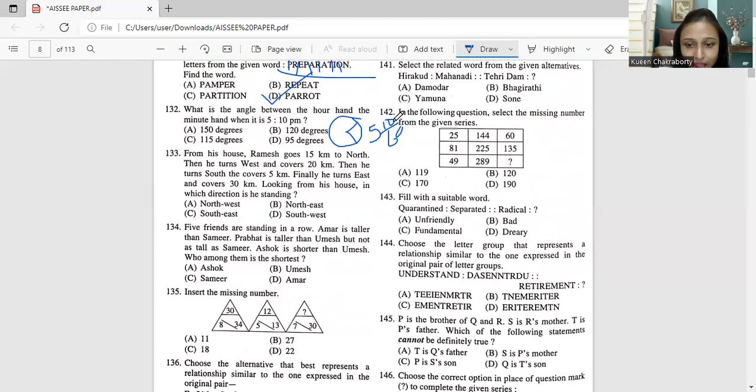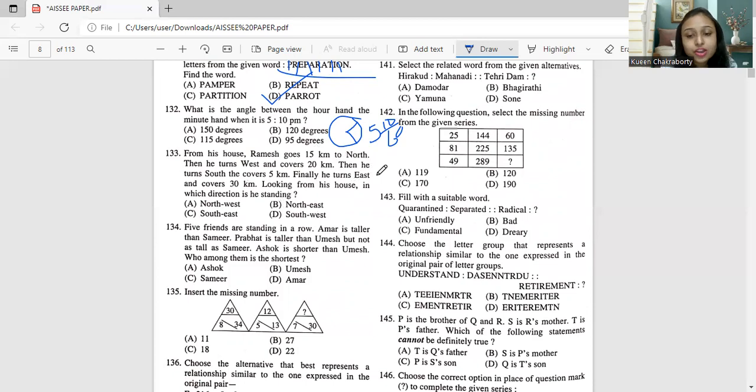Now again, we have to do another calculation. That is 5, 10 by 60 hours we have got, which is 360 divided by 12 into 31 by 6. That's the degree calculation. So accordingly, we have 155 degrees.